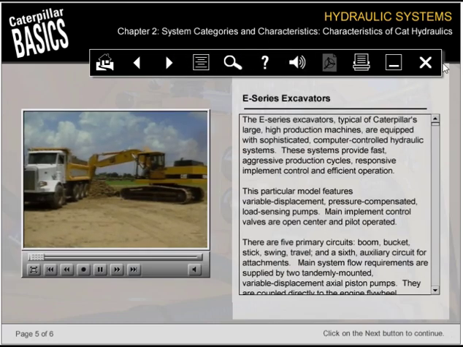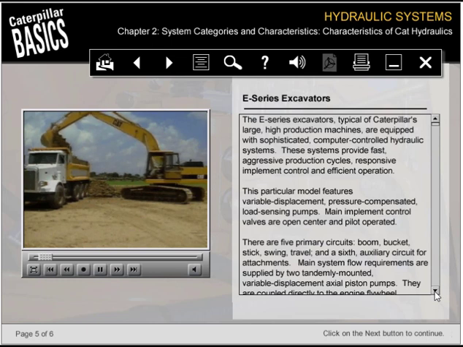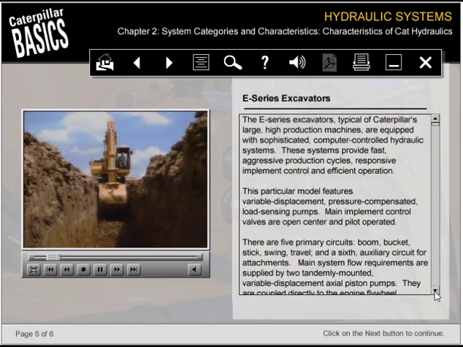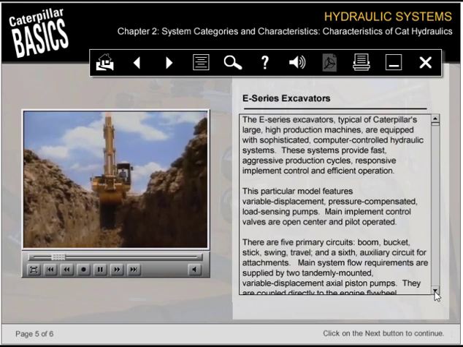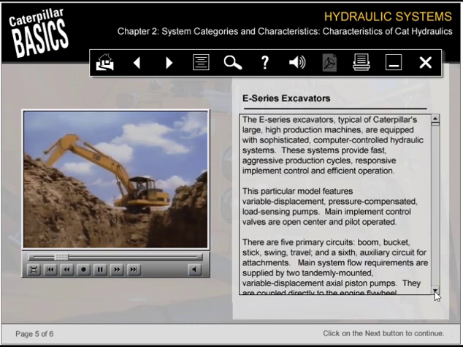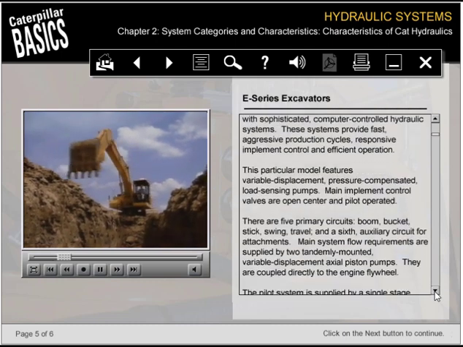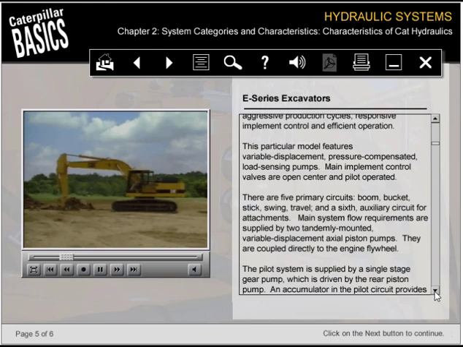The E-Series excavators, typical of Caterpillar's large, high-production machines, are equipped with sophisticated computer-controlled hydraulic systems. These systems provide fast, aggressive production cycles, responsive implement control, and efficient operation. This particular model features variable displacement, pressure-compensated, load-sensing pumps. Main implement control valves are open center and pilot-operated. There are 5 primary circuits: boom, bucket, stick, swing, and travel, and a 6th auxiliary circuit for attachments.